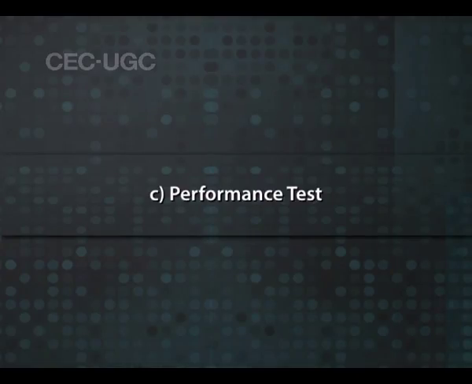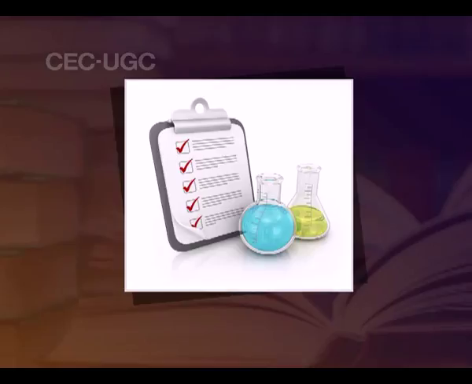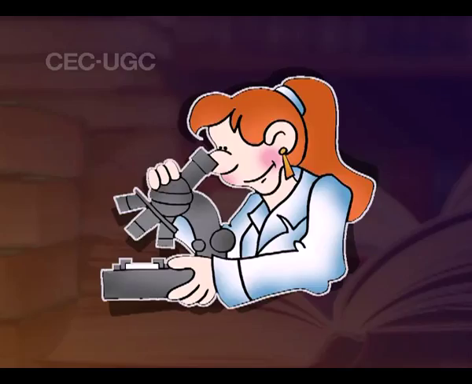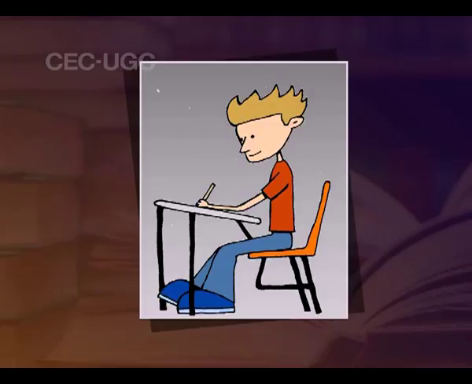Performance test. This involves activities involving psychomotor behavior. In such a test, the examinees are required to do something using objects or apparatus given to them. Example: setting up an apparatus, conducting an experiment, developing a pattern using different geometrical shapes, etc.